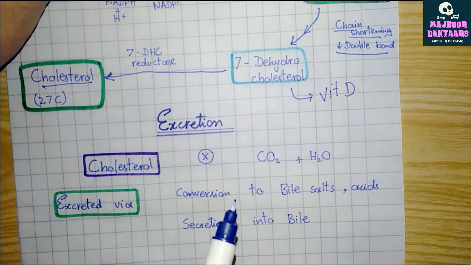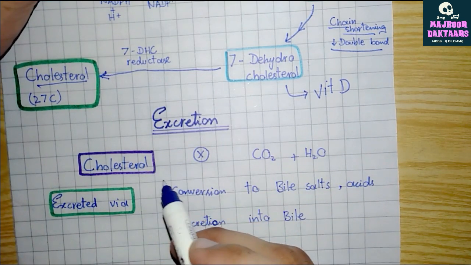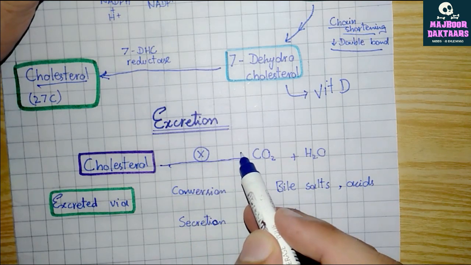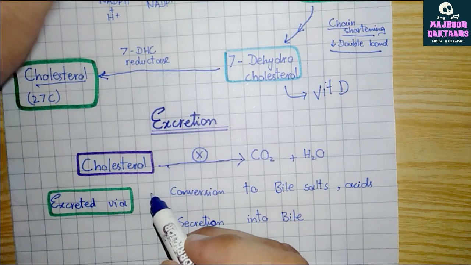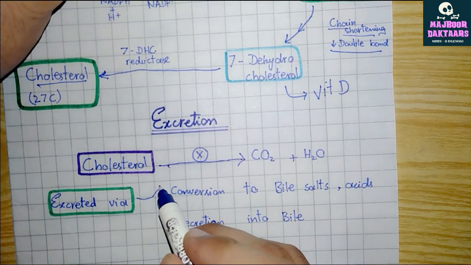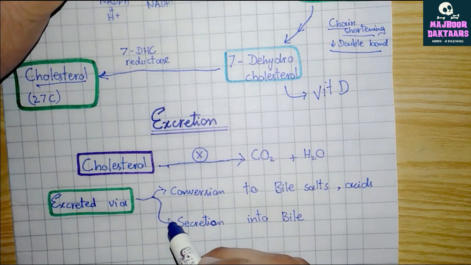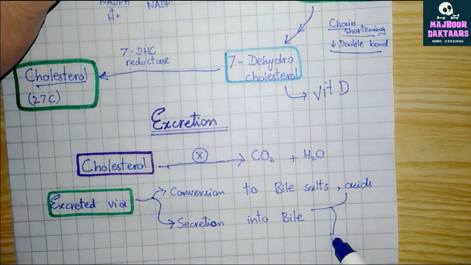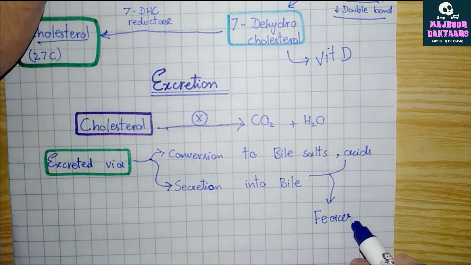Now talking about the excretion of cholesterol. Now cholesterol, we cannot degrade like a normal compound, that is we cannot break down cholesterol into carbon dioxide and water. So cholesterol is excreted via two processes, that is conversion to bile salt, bile acid, and also it is directly secreted into the bile. Both of these move to the intestine and finally are released from the body as fecal material.